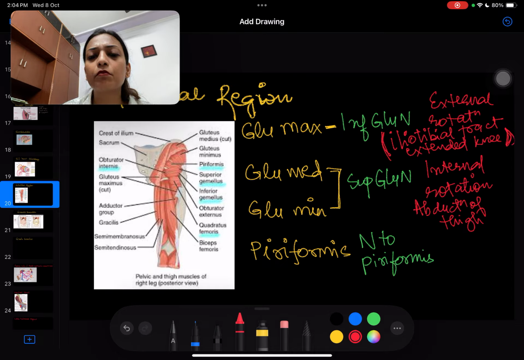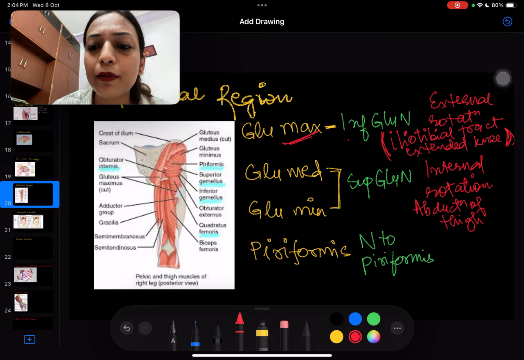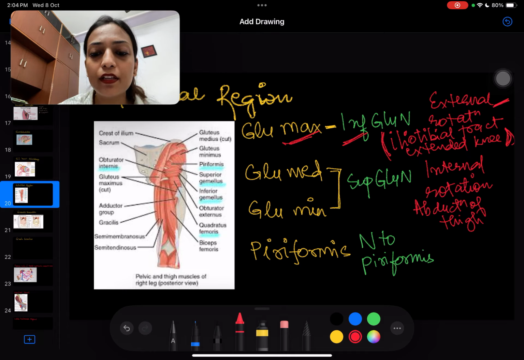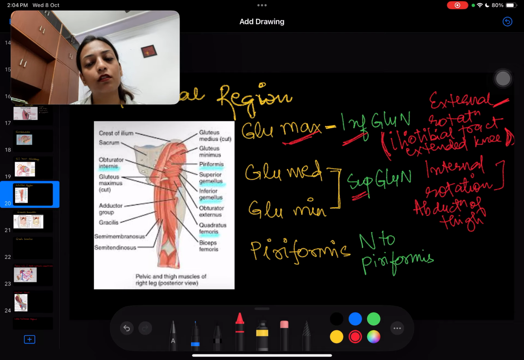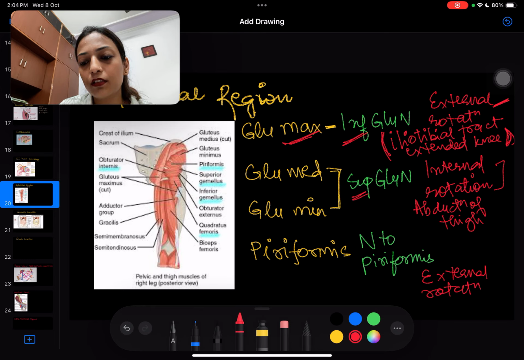Otherwise, you have to remember that the gluteus maximus is supplied by the inferior gluteal nerve and causes external rotation, whereas medius and minimus go together, supplied by the superior gluteal nerve, and cause internal rotation. What does piriformis do? It causes external rotation again of the thigh, and the other thing that it does is abduct the flexed thigh, abduction of thigh.